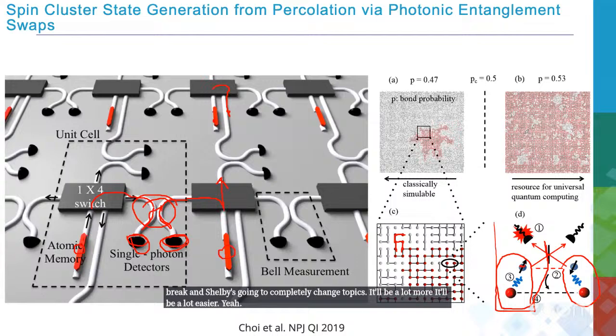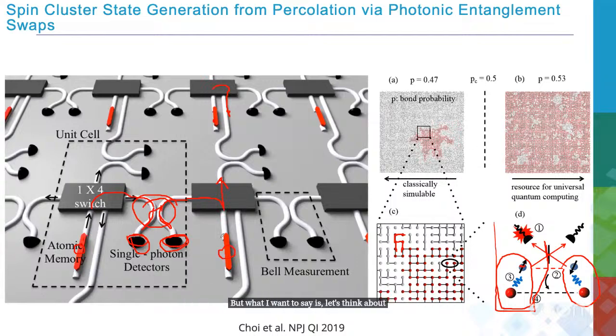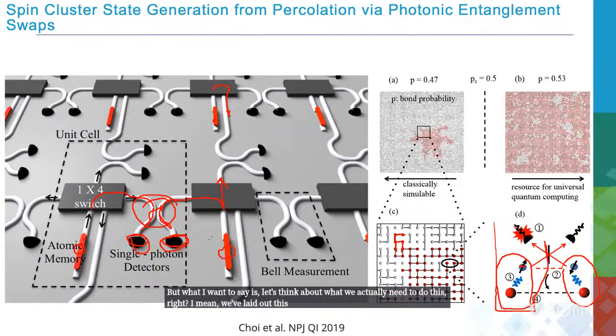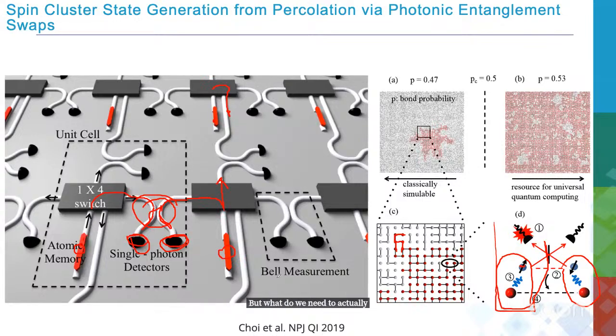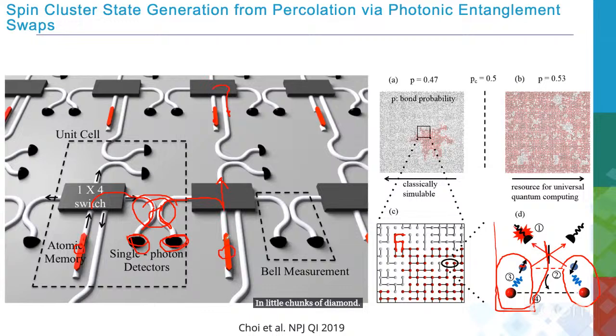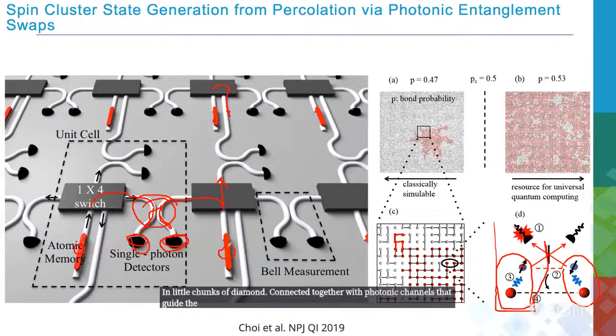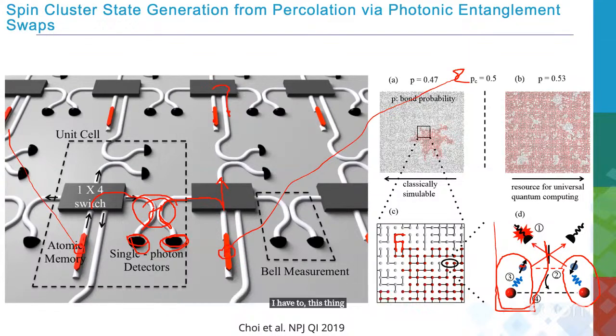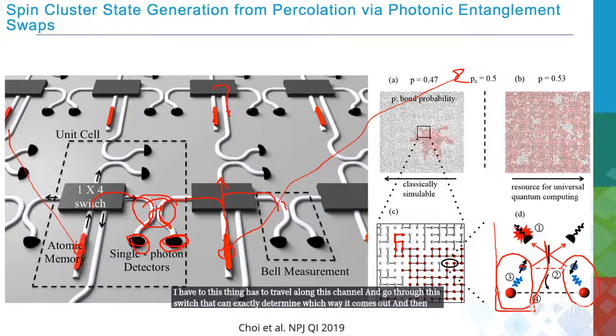Yeah. But what I want to say is, let's think about what we actually need to do this, right? I mean, we've laid out this protocol, this architecture for being able to create massive degrees of entanglement and make measurements to create a very high purity of entanglement. But what do we need to actually do this, right? Well, we're going to need a very large number of qubits, okay, in little chunks of diamond, connected together with photonic channels that guide the light, right? So when this thing emits an entangled photon, it can't just go off into free space somewhere, right? No, this thing has to travel along this channel, okay, and go through this switch that can exactly determine which way it comes out. And then it has to exactly divide in half with the photons coming from this channel that were coming out of that switch and that diamond chunk, right?